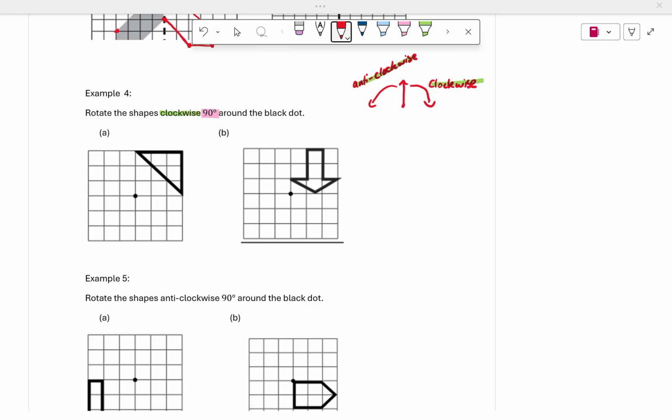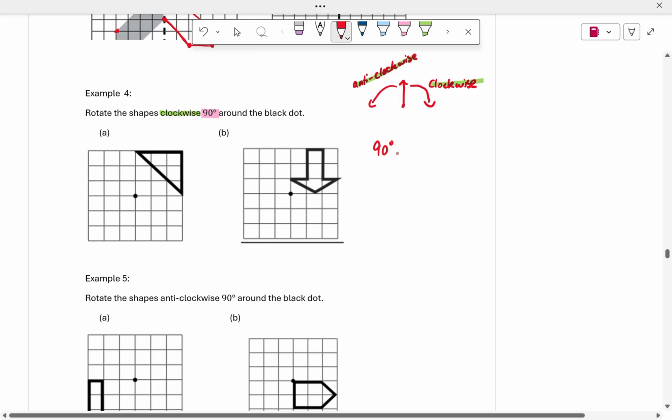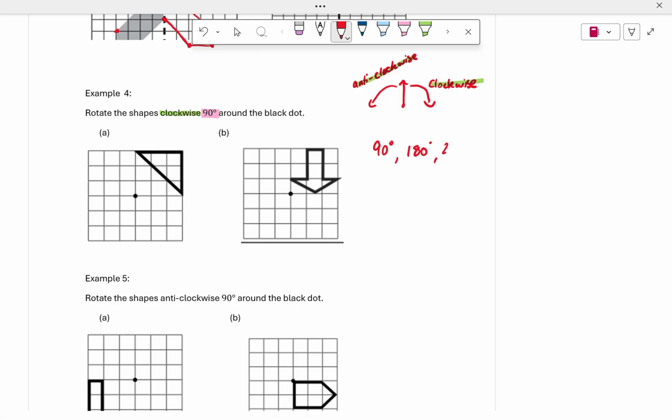Second thing we need to be able to do is how far we're actually rotating this. So all of the rotations we're going to be doing are going to be multiples of 90. So we're going to either do 90, 180 or 270 degrees. Most commonly, the one that we are going to see is 90 degrees. So what does 90 degrees reference? Well, it references a quarter turn.